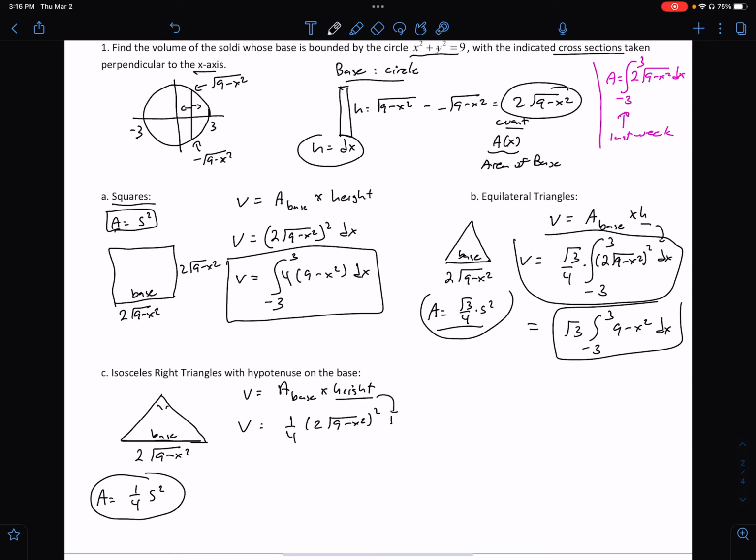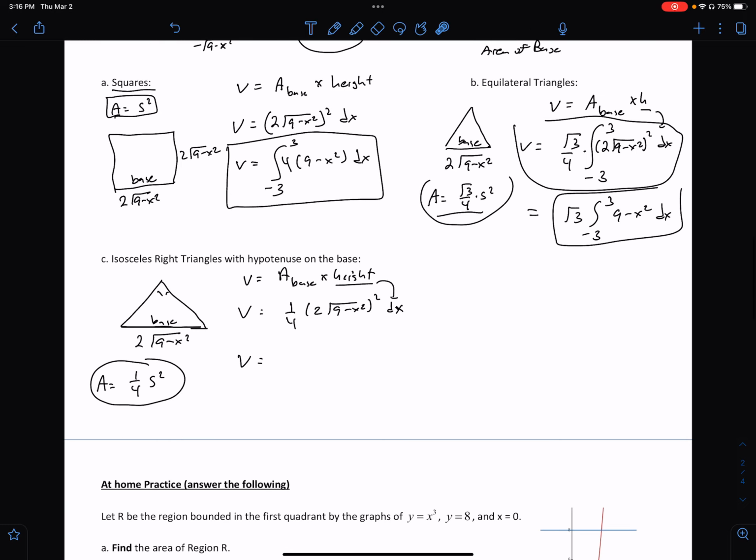What's our height going to be? That's the skinny part. Remember, our height comes from up here. That's the height of our rectangle, or the width of our rectangle, if you want to say. And that's just going to be dx for us. Now, before I put my integrals on, I'm going to clean this up a little bit. For example, if I square the 2 here, it becomes a 4. That's going to cancel, which makes it much nicer for us. And squaring the square root of 9 minus x squared, we just get 9 minus x squared dx. And we would evaluate that from -3 to 3.